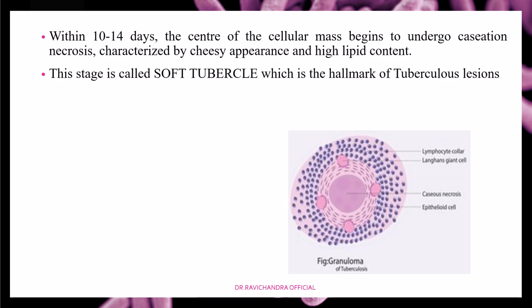Within 10 to 14 days, the center of the cellular mass begins to undergo caseous necrosis, characterized by a cheesy appearance and high lipid content. This stage is called a soft tubercle, which is the hallmark of the tuberculous lesion. So the hallmark of the tubercle lesion is the soft tubercle, showing a cheesy appearance and high lipid content, which are the characteristic features.